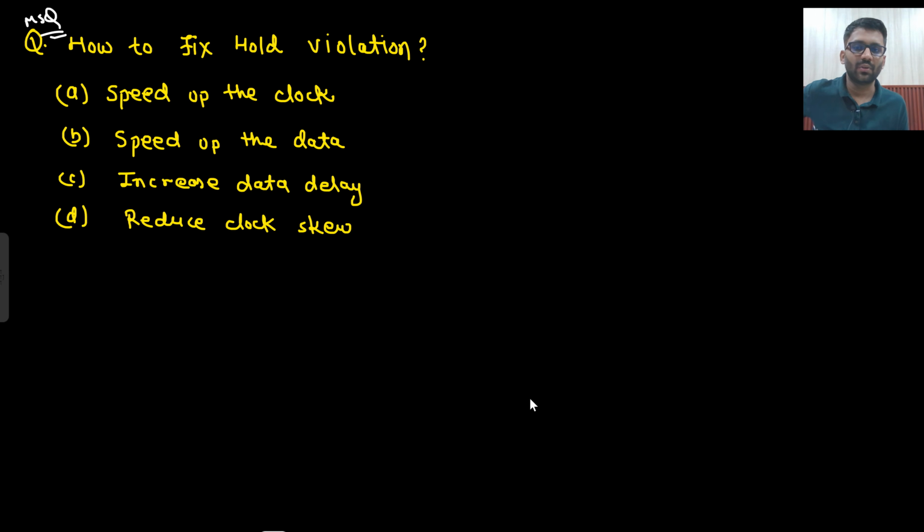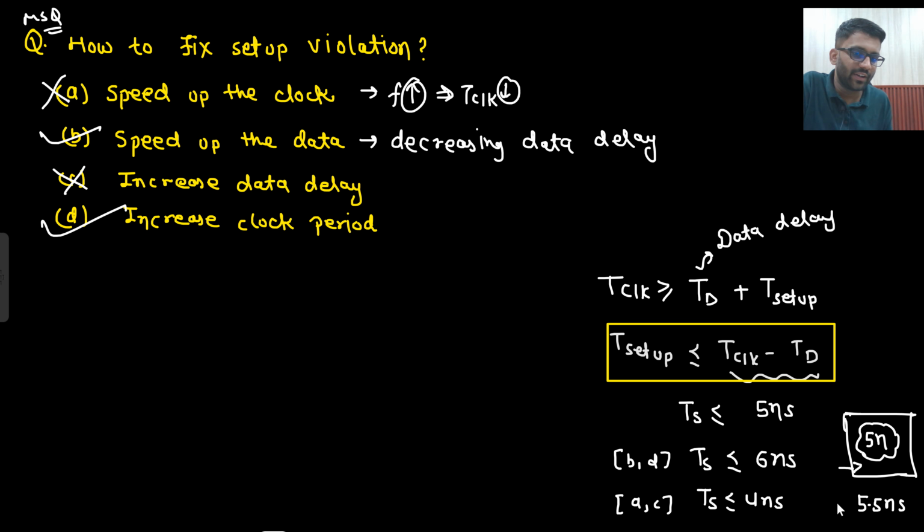You should be able to answer it on your own. So what was your hold requirement? T hold should be less than what? Data delay minus skew. Look, here also I could have introduced skew.